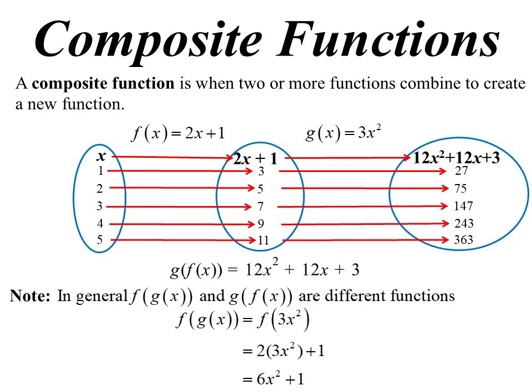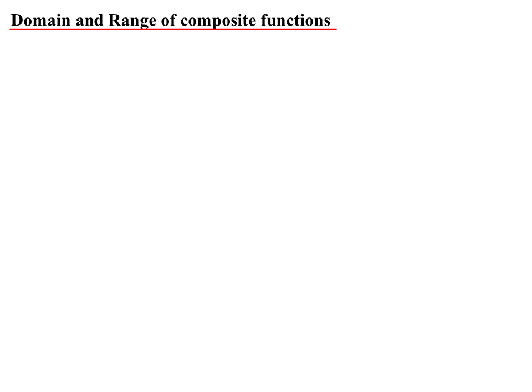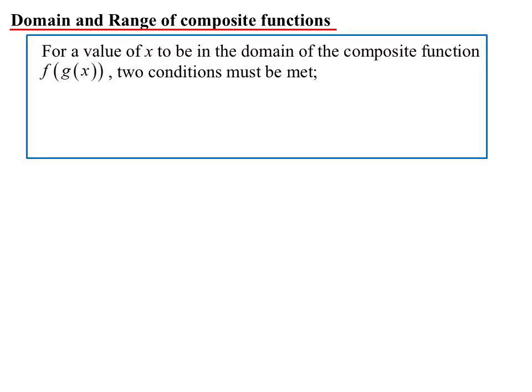squared plus 1. So how do we work out the domain and range of these composite functions? So for x to be in the domain of the composite, there's now two things we have to think of. It's got to be in the domain of the function that we're substituting in. If I can't put it into g of x, then I can't get an answer to go and put into function f of x. So it has to be in the domain of g of x.